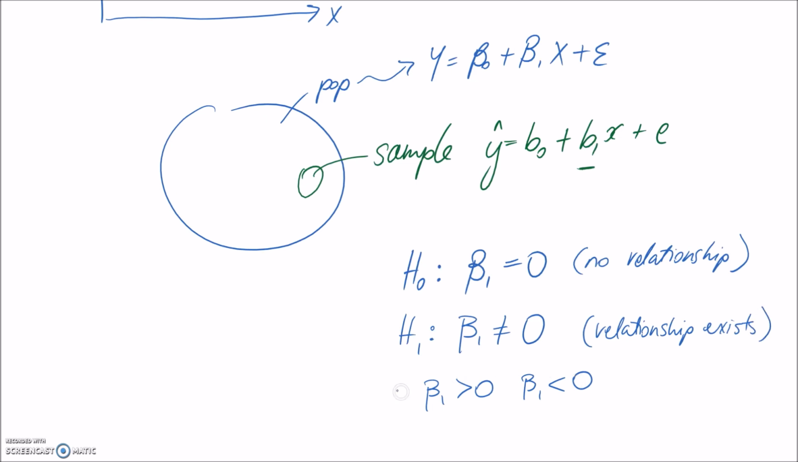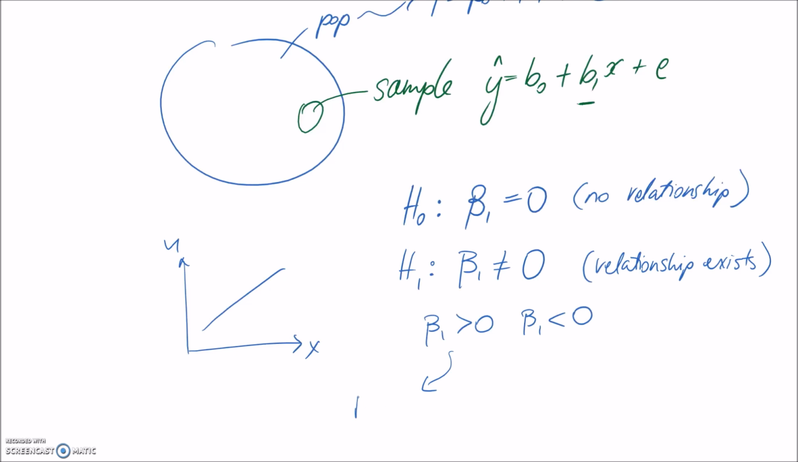So these ones are just implying the direction. If b1 is greater than 0, that means that the gradient here is positive. We said that a positive gradient between x and y meant that it drifted upwards. So this was like a positive association exists.